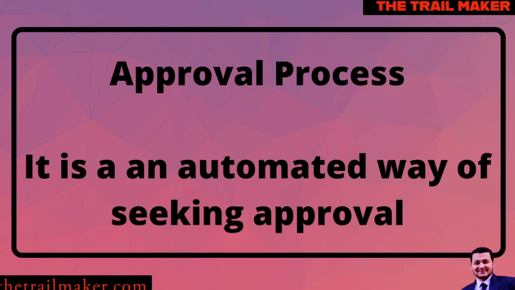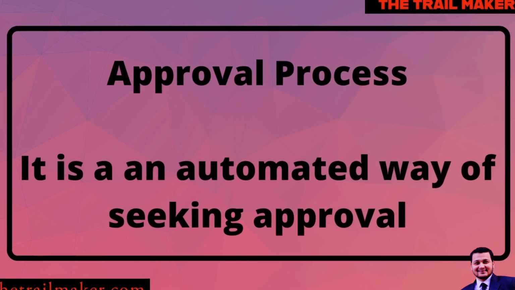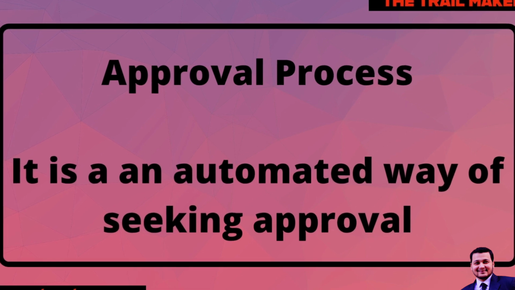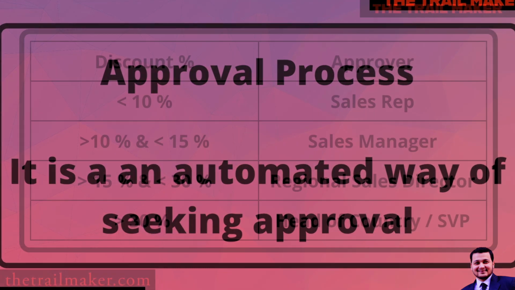The same record, based on the criteria it is meeting, can go to level A, level B, level C, etc. It can be passed on using approval processes.